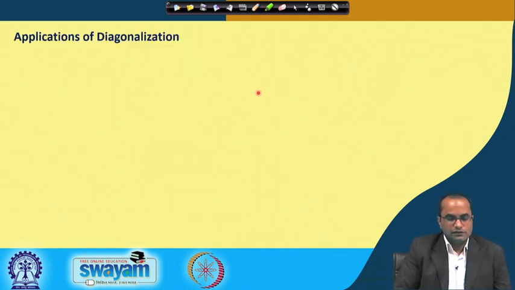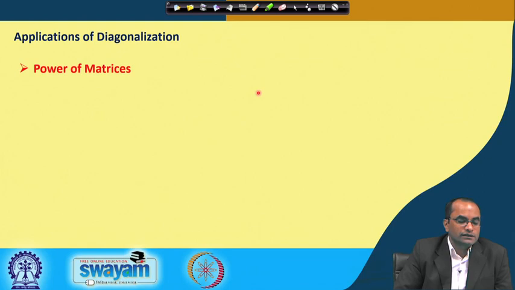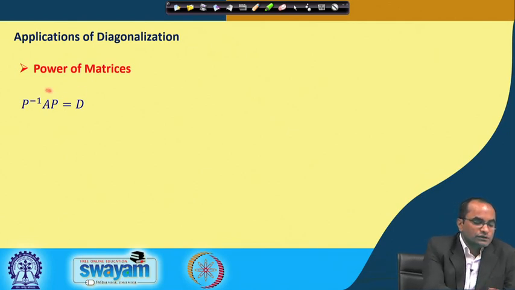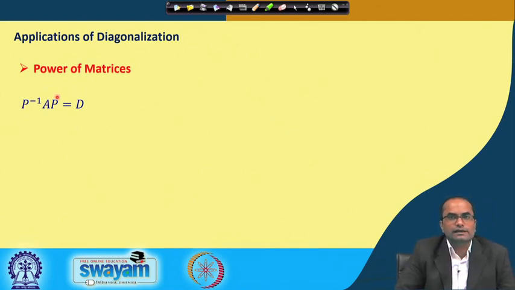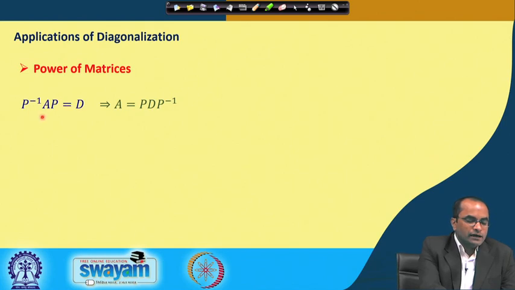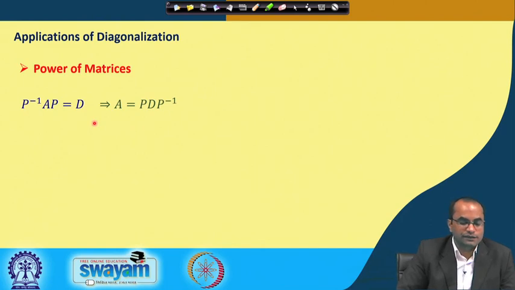Now, coming to the applications of diagonalization, the first application we will consider is that we can easily compute the power of matrices once we can diagonalize the matrix. Why so? What is the connection here to the eigenvalues and eigenvectors? We will see that now. We have seen that if A can be diagonalized, then we have the relation P inverse A P is equal to D. We can rewrite it by multiplying by P first on the left, so we get P D, and then multiplying the right side by P inverse, we get A is equal to P D P inverse.